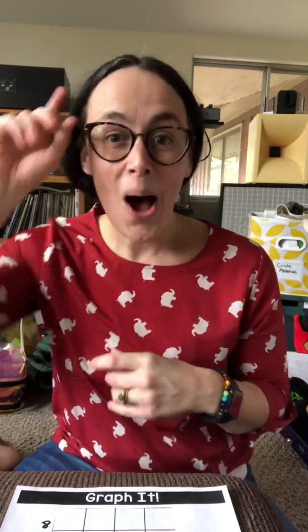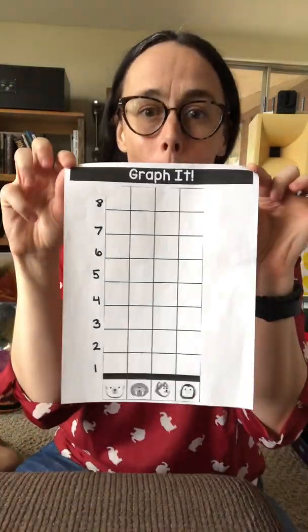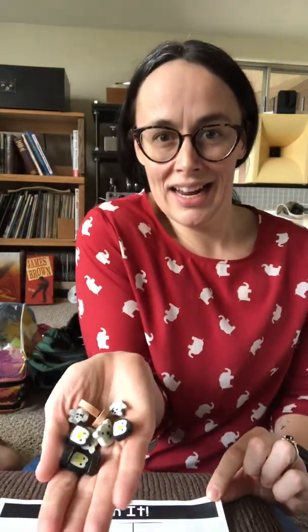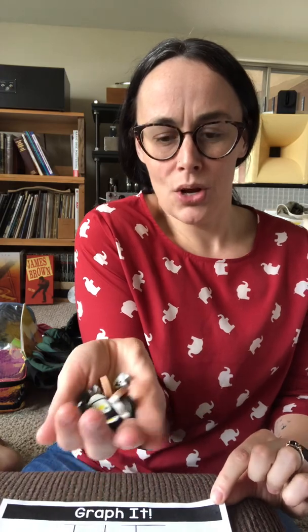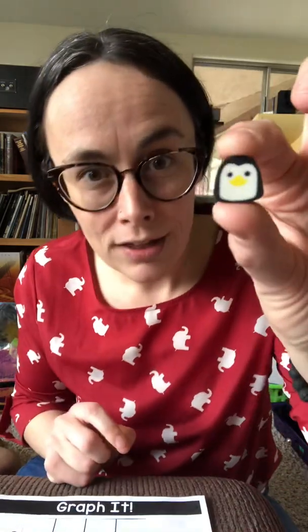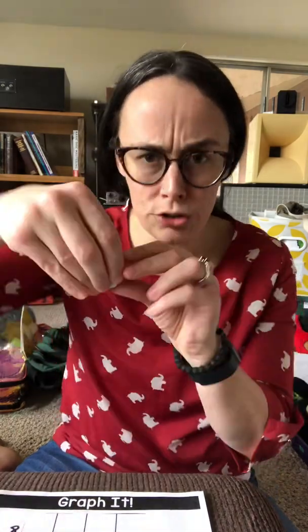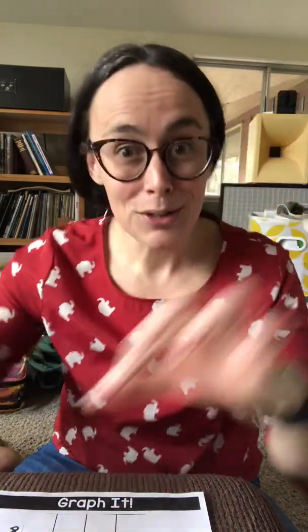All right, so for this activity, you're gonna need your Graph-It page. Looks like this. And all of your snowy animals. We're gonna call them snowy animals rather than Arctic animals, because penguins actually don't live in the Arctic. They live on the bottom of the earth in the Antarctic. So polar bears live at the top of the earth where it's cold. And your penguins live at the bottom of the earth where it's cold too.